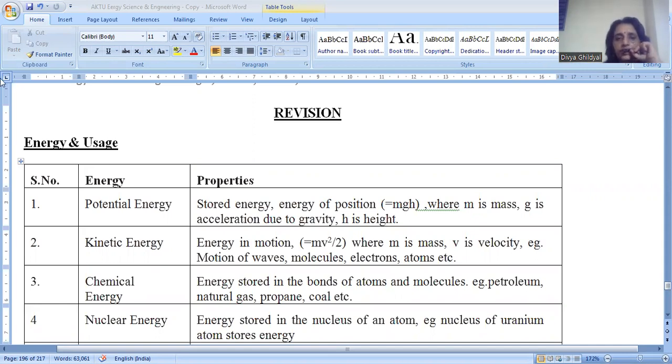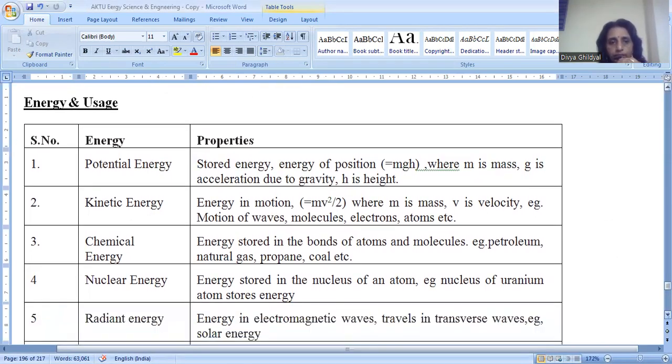Now we have finished the syllabus and today we are going to revise this whole paper quickly and solve our model paper for the coming session. Let us begin our revision. Unit 1, Energy and Usage.